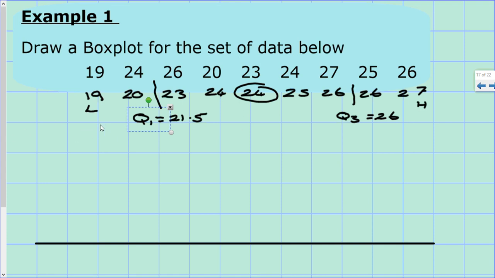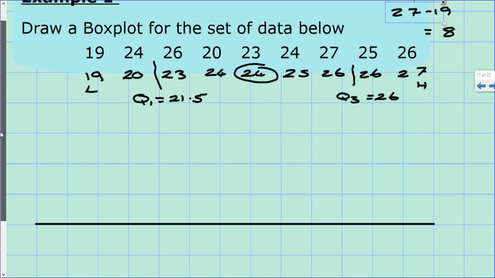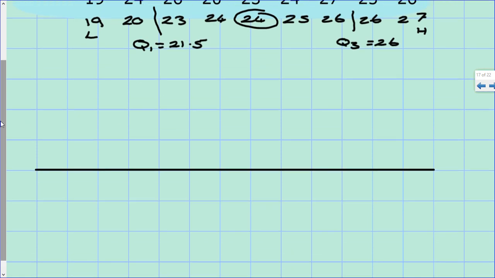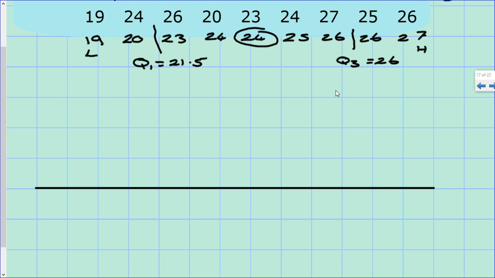Now the way to determine what your scale should be: our lowest is 19, our highest is 27. So if we do 27 take away 19, we are going to get 8, a range of 8. That's not that big, so I'm just going to go up in ones. Okay, now don't start with your exact bottom numbers. It's nice to have a wee few numbers before we go, and some numbers afterwards. So I've just drawn a line in, and I'm just going to label what my numbers are. So I'm going to start at 17, 18, 19, 20.